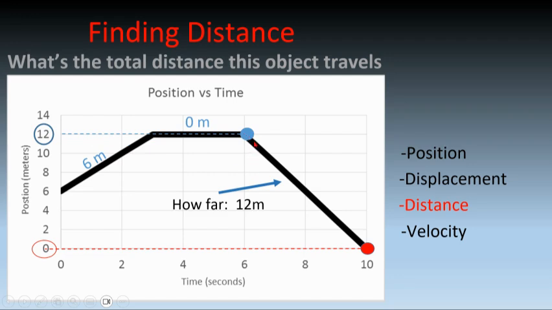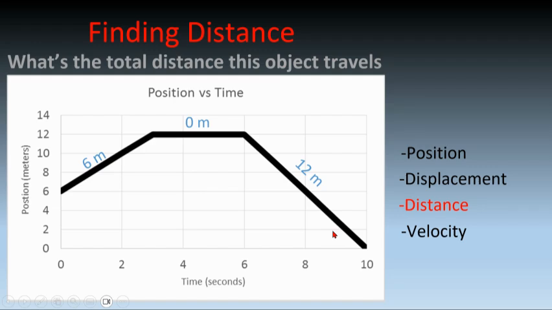Then finally, he went from 12 meters back down to 0 meters. Now, I know he's going in the negative direction, but with distance, we only care about how far, so we don't care about positive or negative, because positive and negative are just a forward and backwards direction. So from 6 seconds to 10 seconds, his distance was 12 meters, right? And so we're going to keep track of that.